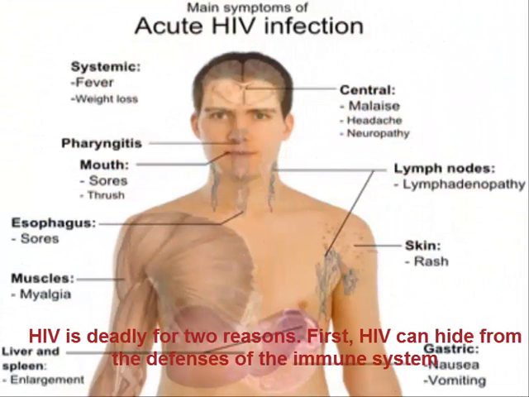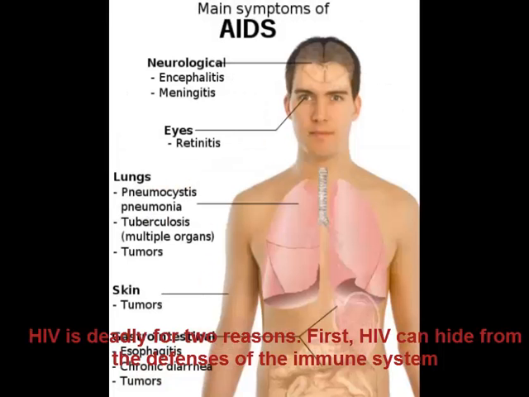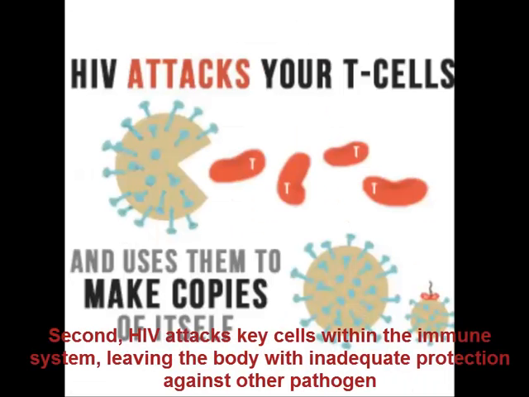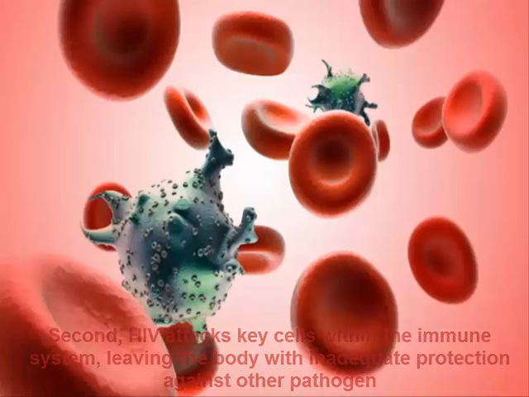HIV is deadly for two reasons. First, HIV can hide from the defenses of the immune system. Second, HIV attacks T cells within the immune system, leaving the body with inadequate protection against other pathogens.